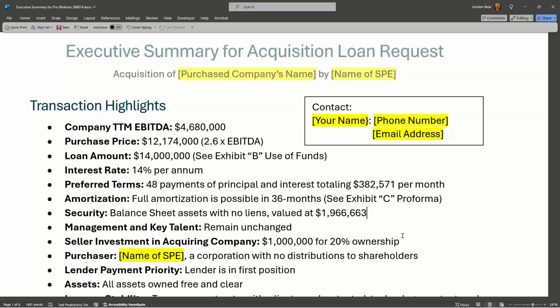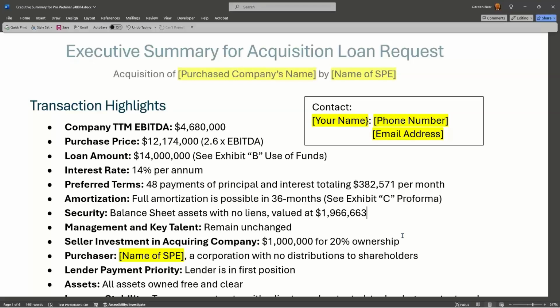So in this transaction highlights, we start with company, let's call 12 trailing months TTM EBITDA. So what does this company put out in the way of annual cash flow? Well, last year, or the 12 trailing months right up to the month that this document was prepared, this company had an EBITDA of $4,680,000. So obviously that data has to get replaced with your company, the one that you're buying.